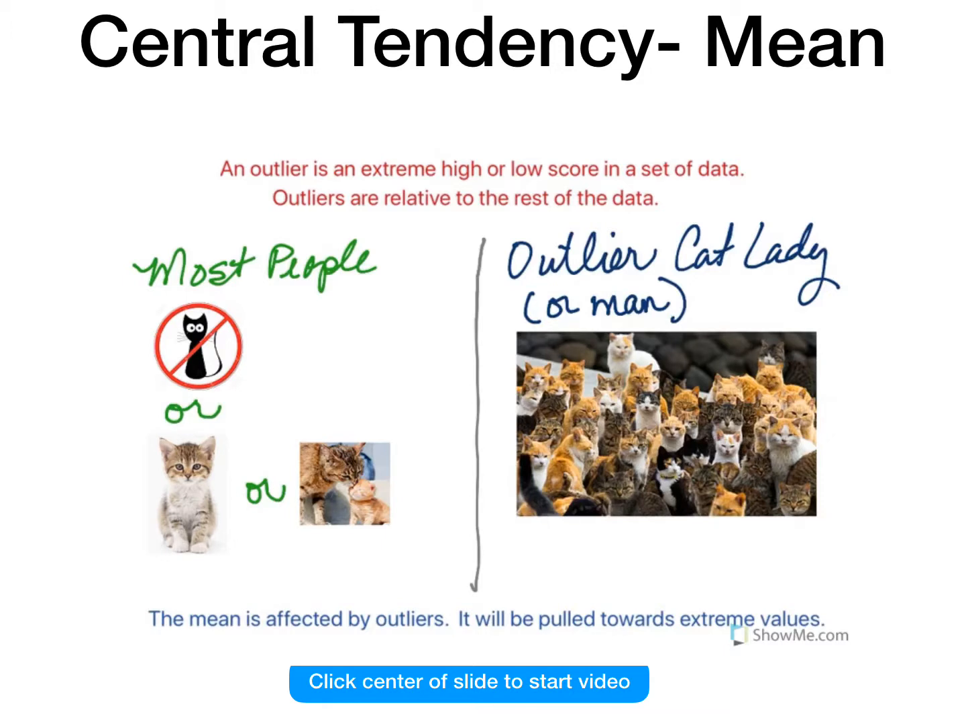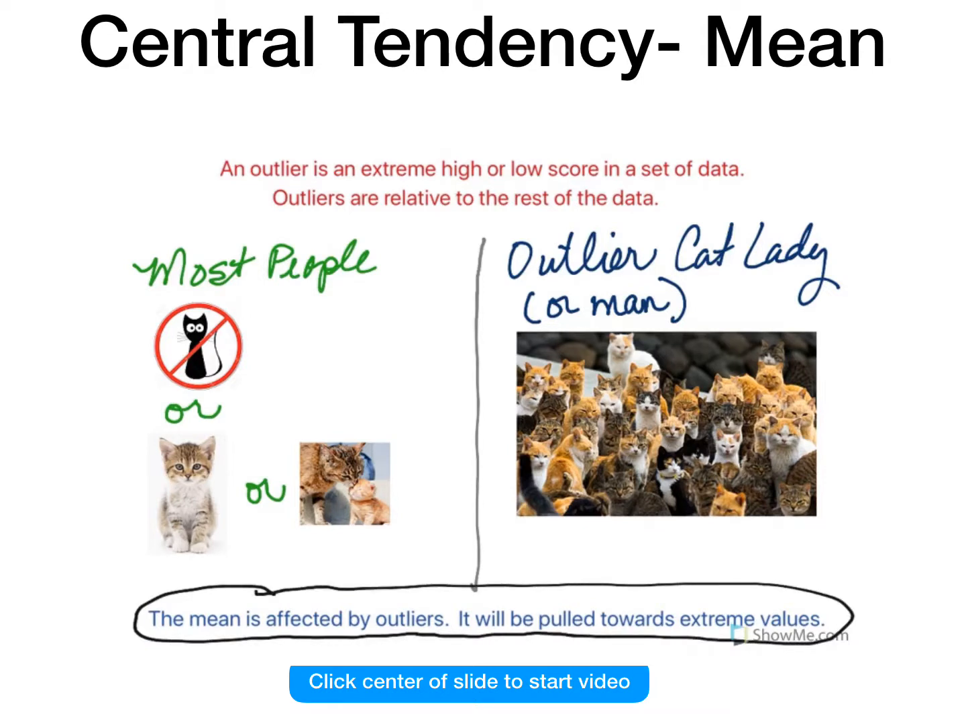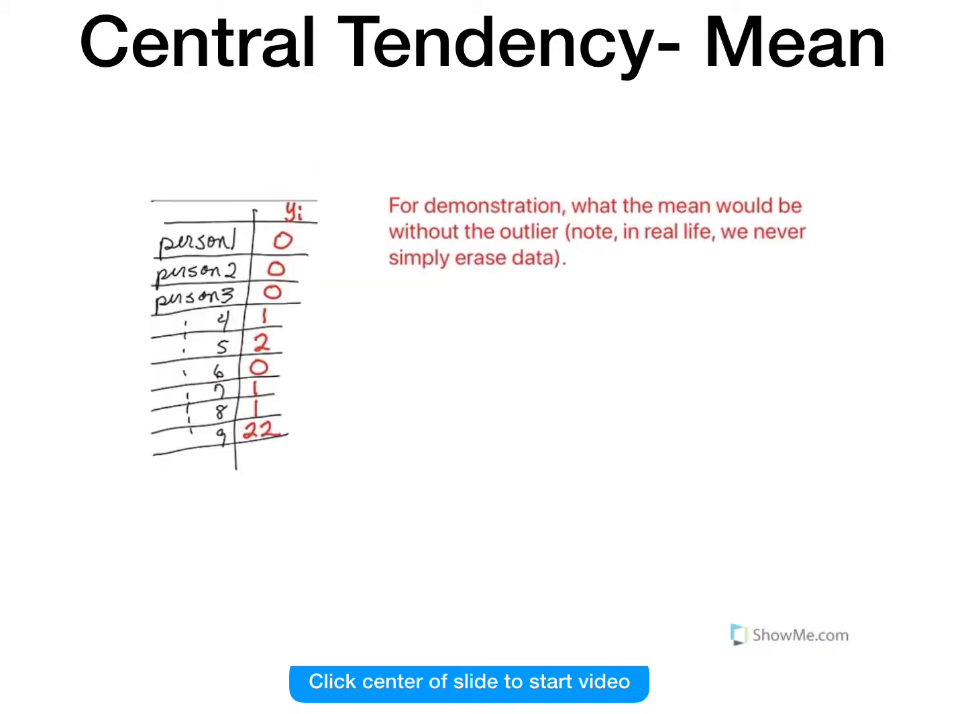The mean will always be pulled towards the direction of the outlier. It's always going to be pulled towards extreme values. And I'll discuss that more when I talk about the properties of the mean. But basically, if it's an extreme high value, the mean is going to go high. If it's an extreme low value, the mean is going to go low.